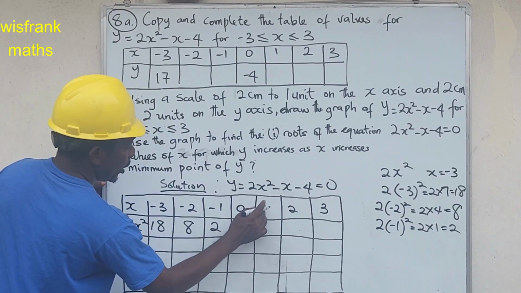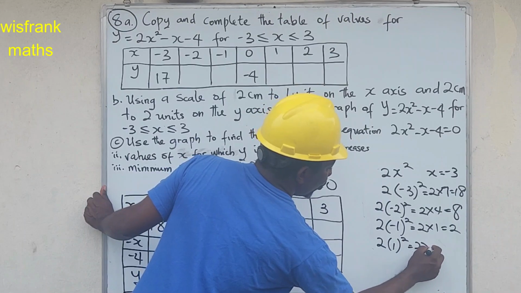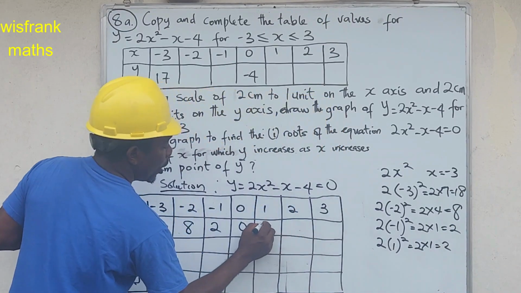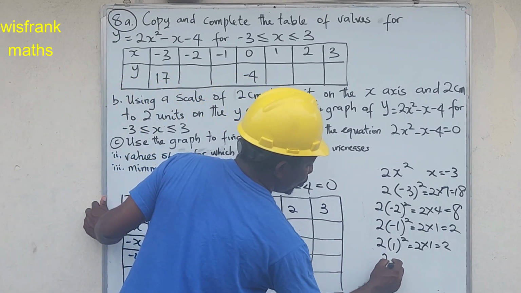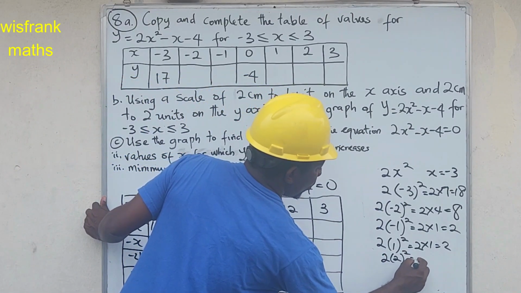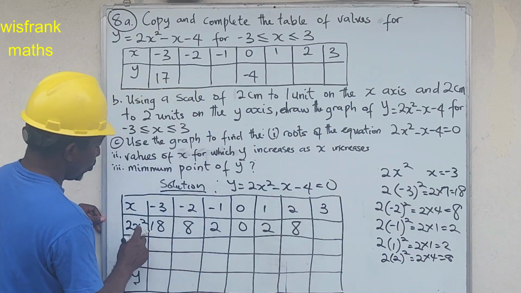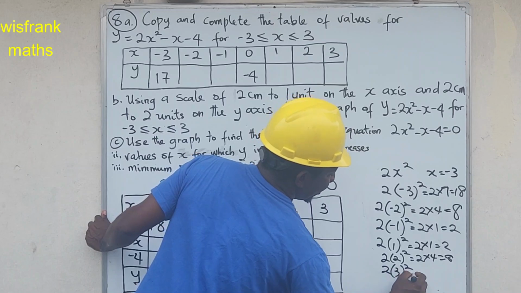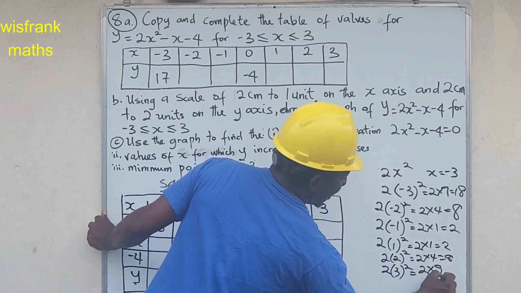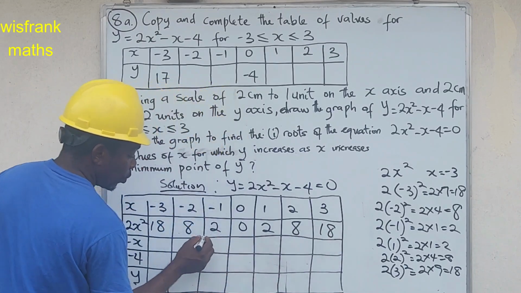So here is 0. This one is 1, so we will have 2 into 1 squared equals 2 times 1 equals 2. So here we have 2. For x equals 2, the same thing: 2 into 2 squared equals 2 times 4 equals 8. So we have 8 here. The next one is 3. We have 2 into 3 squared equals 2 times 9 equals 18. So here we have 18. So that is what we have there.